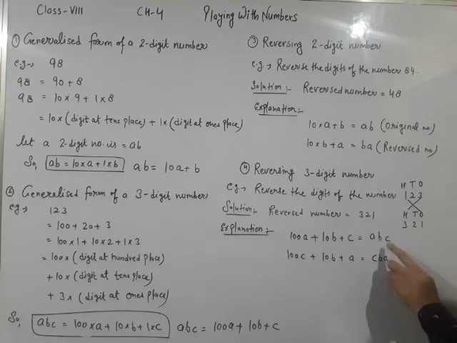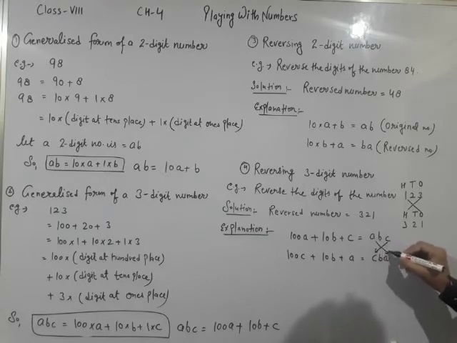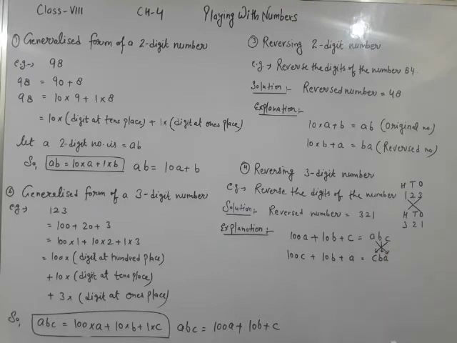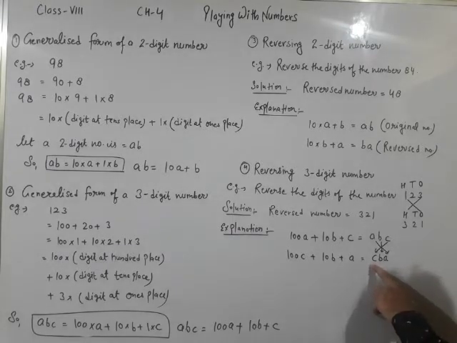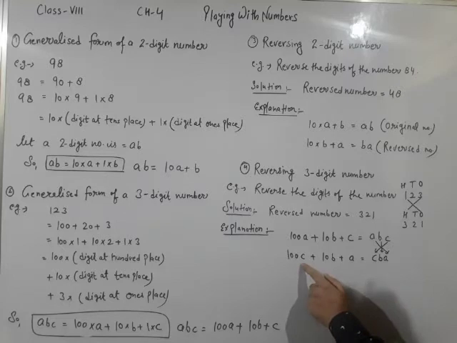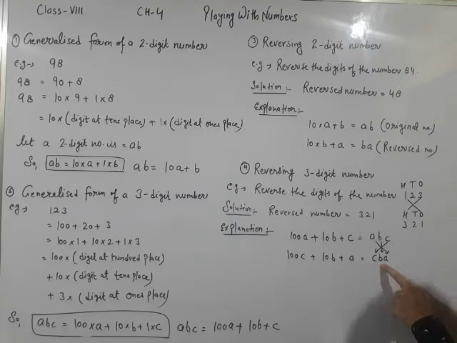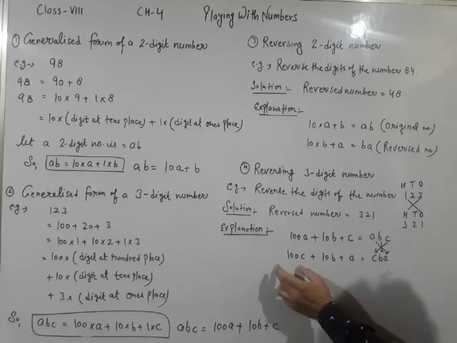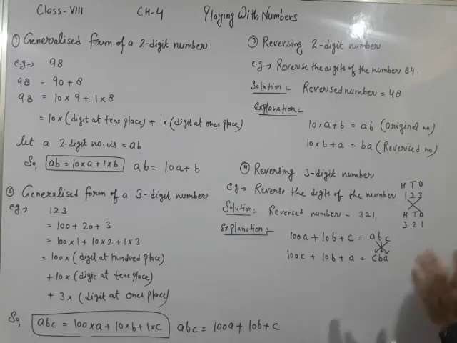Similarly, CBA. What have we done here? We have changed their order, and the middle one will remain at its place. So CBA is the reversed number of ABC. Now C is at hundreds place, so 100 multiplied by C, 100C, plus B is at tens place, so 10 multiplied by B is 10B, and A is at ones place, so A multiplied by 1 is equal to A. When we add these terms, 100C plus 10B plus A, we will get CBA.